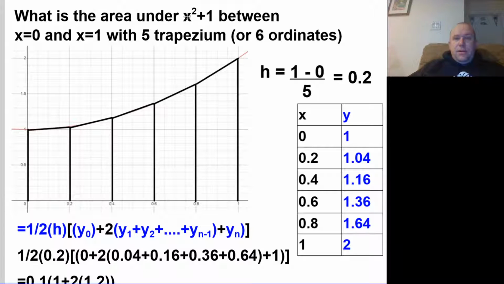Now, I've started to answer a question here. What is the area under x squared plus 1 between x equals 0 and x equals 1? They could ask the question in two ways. They could say with 5 trapezium, or they could say using 6 ordinates.